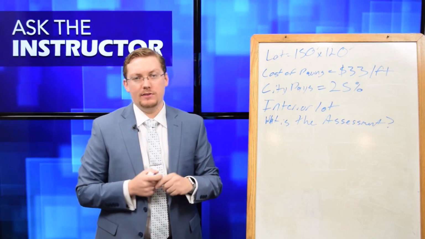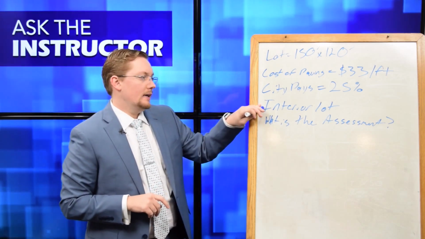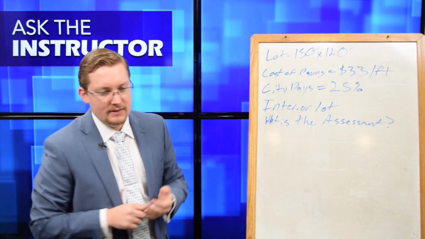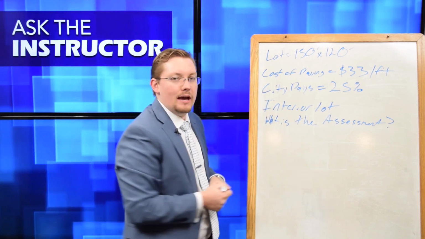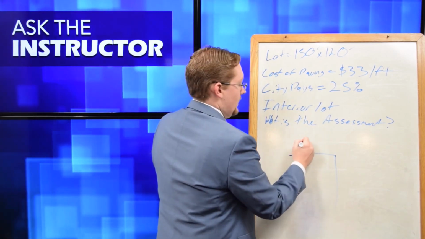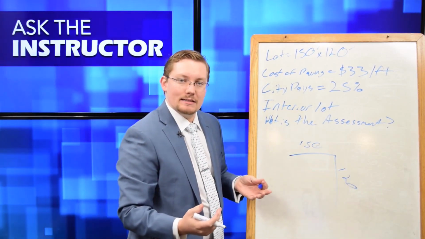Now, I said we're going to solve this one without drawing anything out here, but you're probably wondering, it's an interior lot. Why are there two different measurements up here? If this is an interior lot, why do we have two different measurements? If this is a corner lot, we have two corners. We have 150 feet and we have 120 feet. So that would make sense.